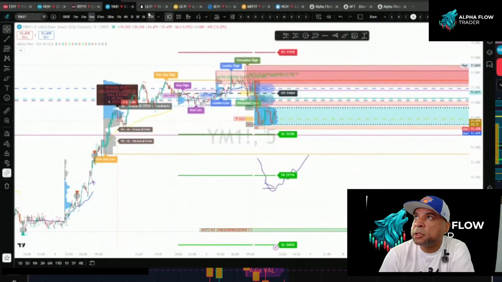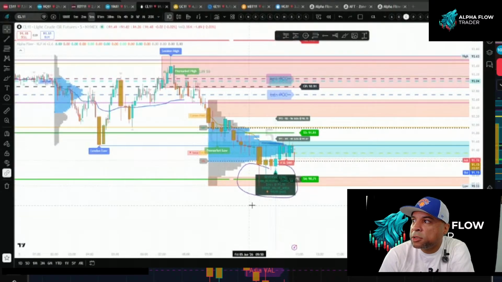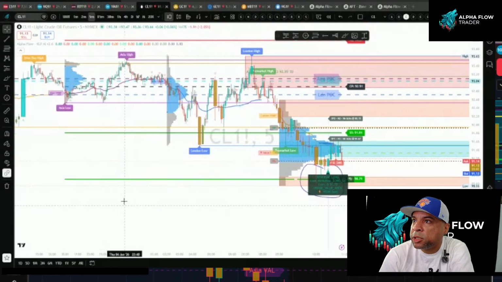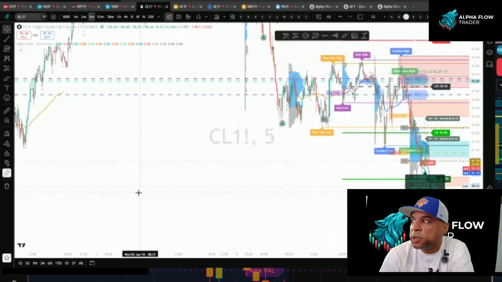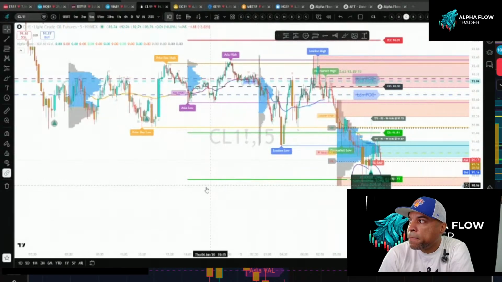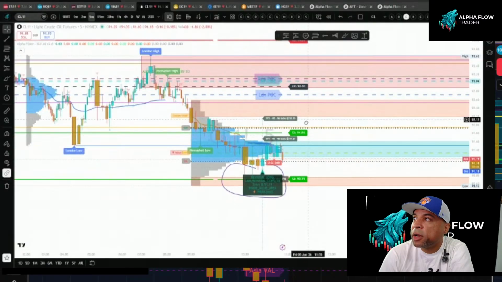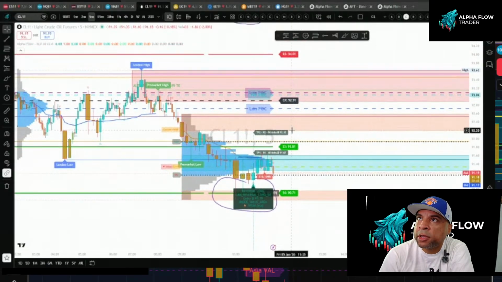All right, let's look at oil. Oil as well. It did already what I needed it to do at S4. It wicked S4 and took it out. Not only did it wick S4 and take out S4, but the wick was good enough to take out these lows right here as well back in June. And so yeah, oil did already what I needed it to do. So right now, the only things on my radar at the moment are ES and Russell.